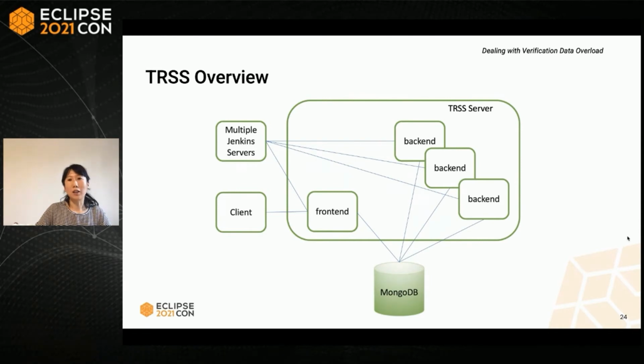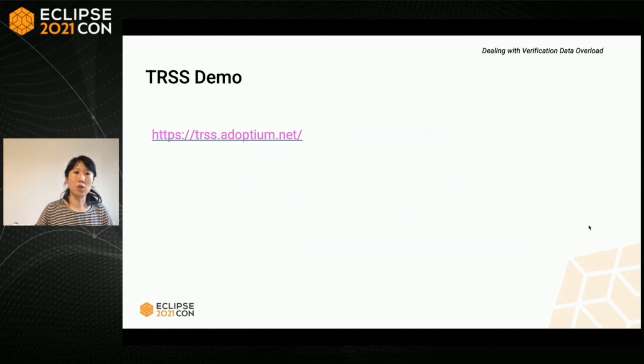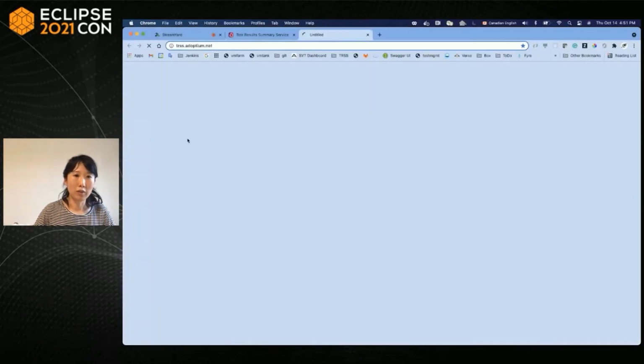This is a quick overview of TRSS, where we have the MongoDB database and React and Node.js. On the server side, we have a backend worker, which is responsible for getting the data from Jenkins and inserting the data into the database. We also have a front worker, which is responsible for the client request and fetching the data from MongoDB. Let's jump into the demo.